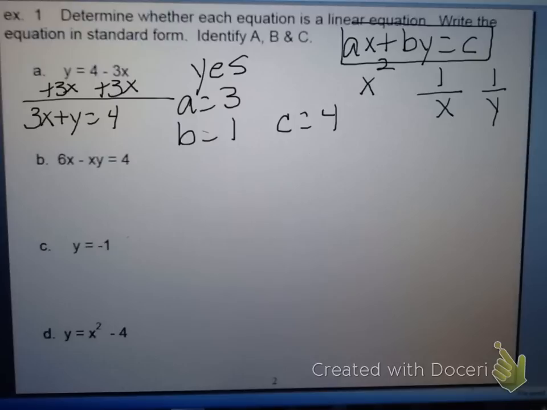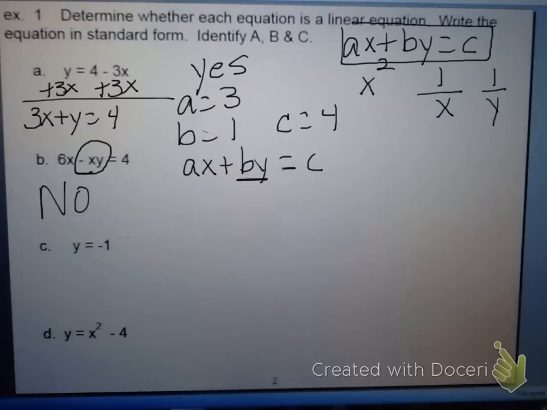Example B, 6x minus xy is equal to 4. Look at that closely. Is that in the form of ax plus by is equal to c? Well, the only thing is the negative xy. It has to be just a y, no x. So no, it is not a linear equation.